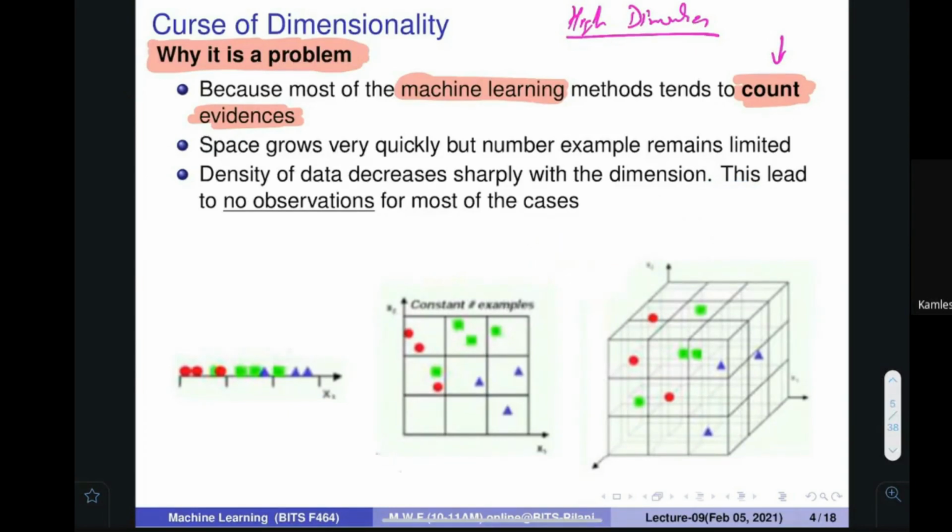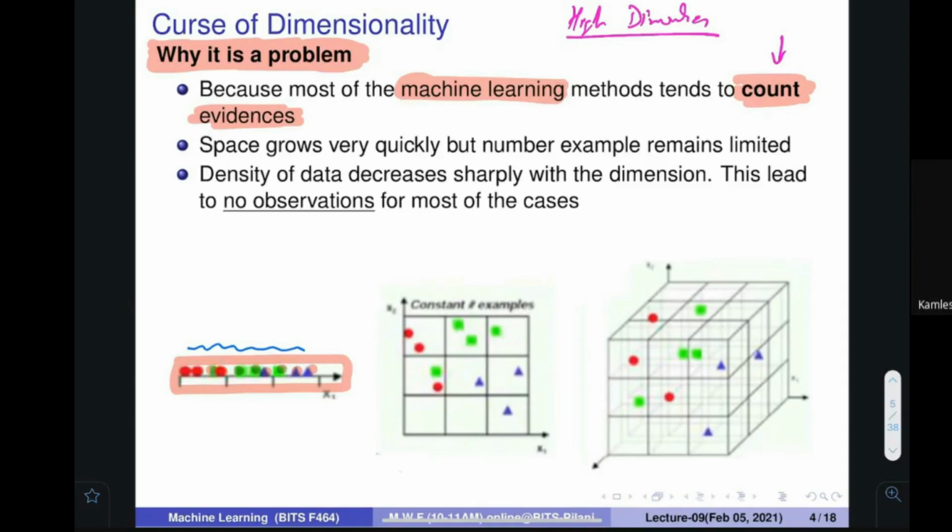See this. How many data points do I have? 1, 2, 3, 4, 5, 6, 7, 8, 9, 10. Let's assume that 10 data points are there in one-dimensional space. You can see that there is a lot of crowding over here, so you can find out that the data items are nearby and you can do the processing.